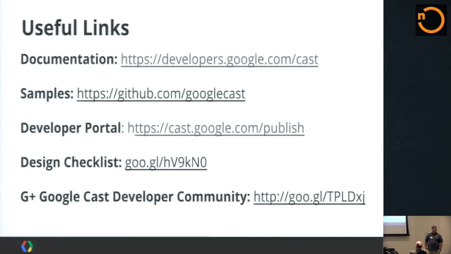That's where you register your app, and you can publish and unpublish. Then the design checklist, which is what I talked about. You can go out there and figure out how to write your cast app, and that's actually a really good place to start. If you're just getting started and want to start writing code or designing your app, reading through that design checklist helps you understand how cast works really well and what all the edge cases are that you're going to have to handle.